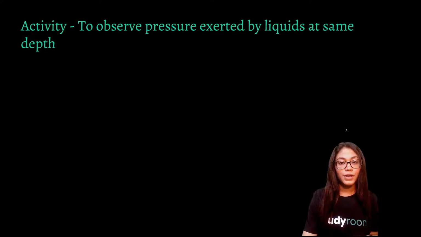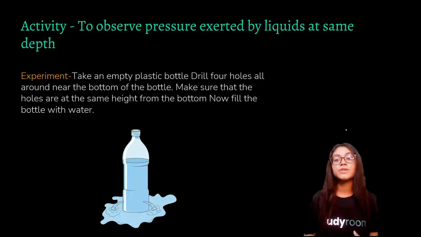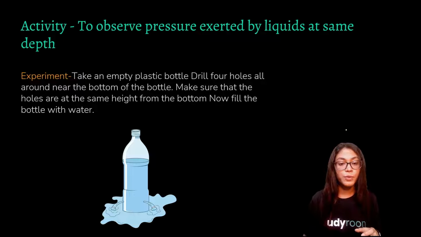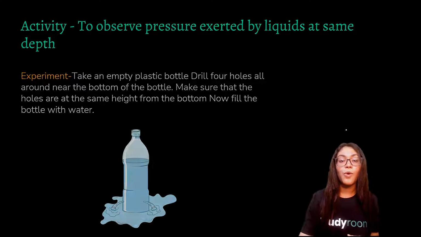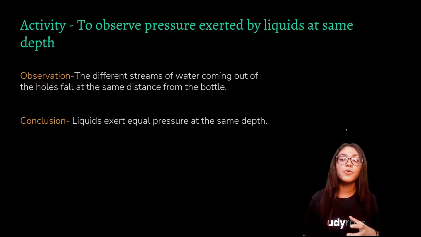Okay? Now, one more activity to observe pressure exerted by liquid at the same depth. Let's take a plastic water bottle and we drill 4 holes near the bottom of the bottle. Now, when we fill the bottle with water, what happens? What do we observe here? Can you think for 2 to 5 seconds? Yes, what happens is that the different streams of water coming out of the holes fall at the same distance from the bottle. That's why we conclude that liquids exert equal pressure at the same depth.